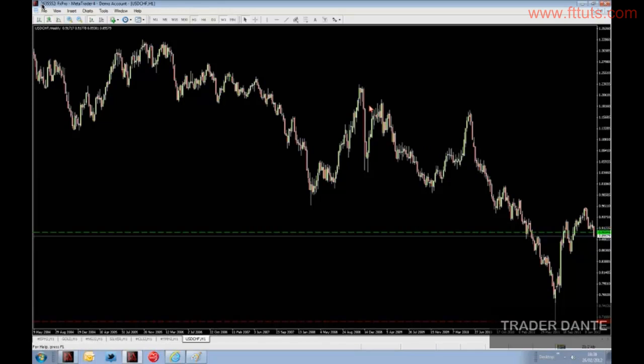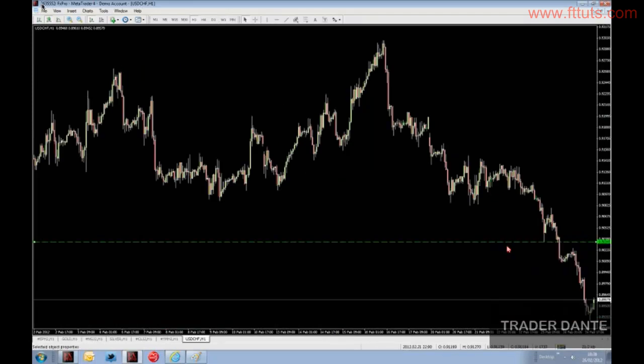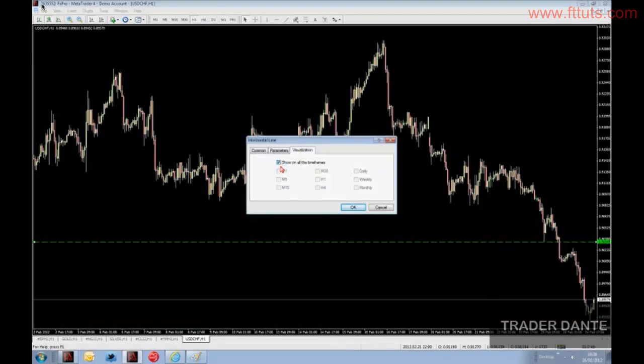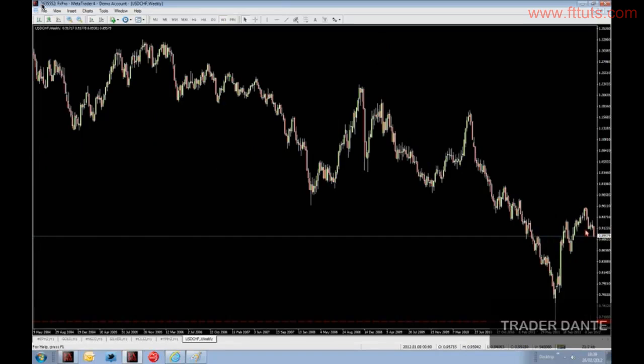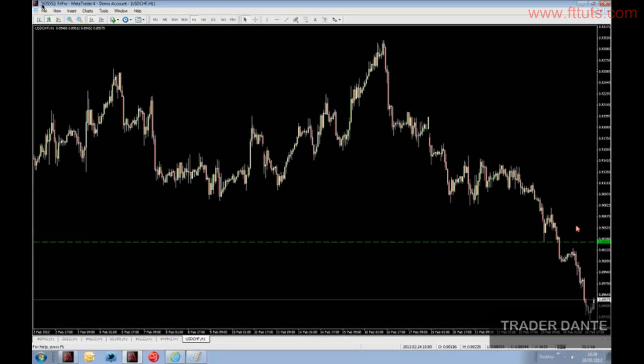So on an hourly chart, again, I want to right-click, horizontal line properties, visualization, and just tick everything up to hourly. Okay, that then enables me to not see that level on a weekly chart. Okay, and I can only see it on an hourly. So on an hourly, I'll see hourlies, dailies, and weeklies. On a daily, I'll see dailies and weeklies. On a weekly, I'll just see weeklies. If that makes sense. And I found that it just makes the charts a little bit easier to read.